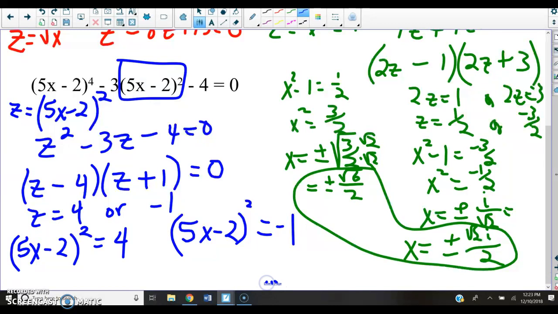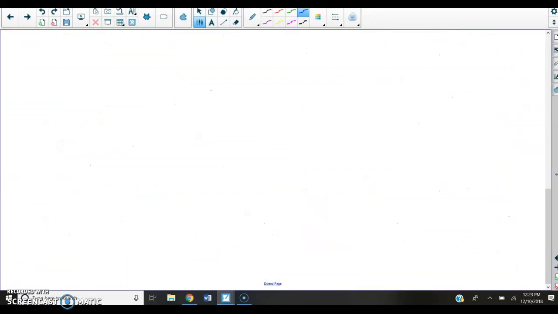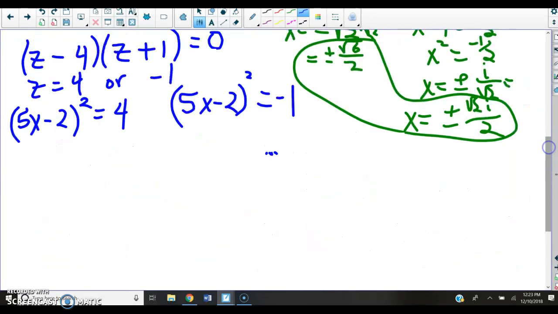Oh, I want to extend it. It doesn't want to extend for me. There we go. Okay.